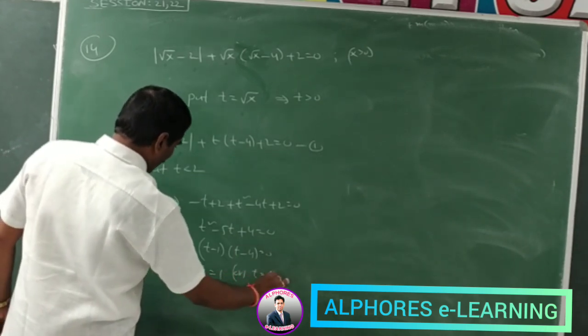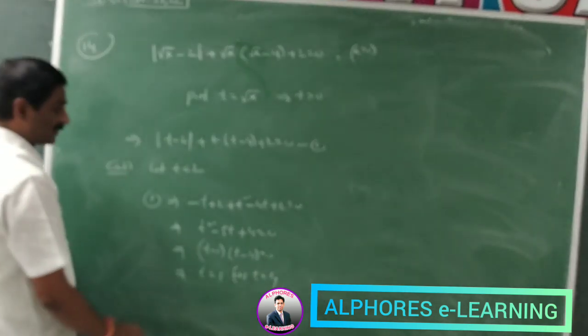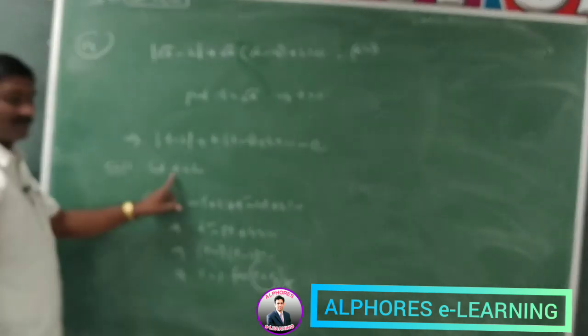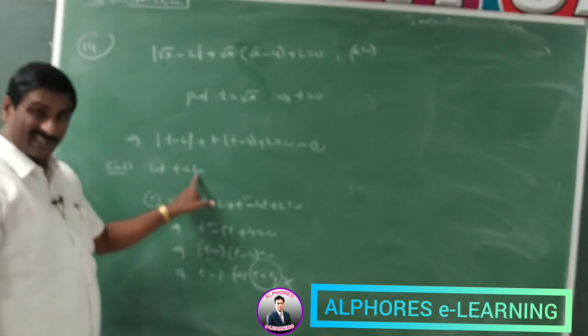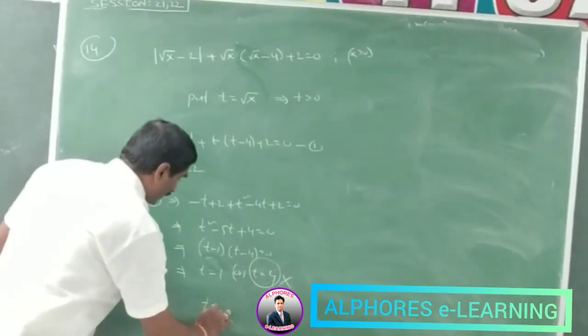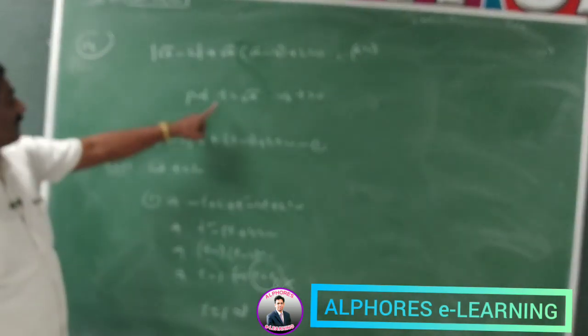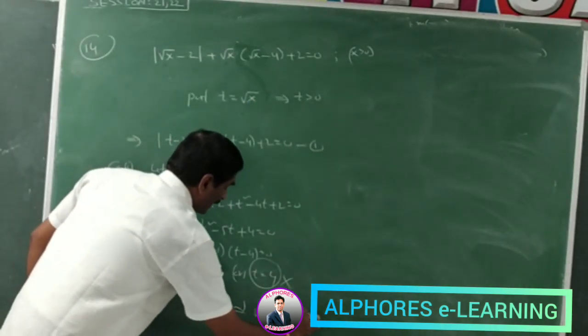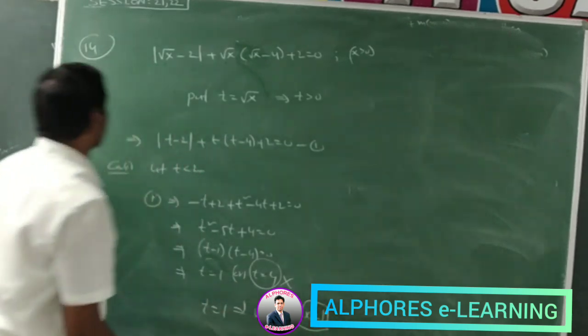But in this case we consider t less than 2. That means t is equal to 1 is the correct answer. t equal to 4 is meaningless, here in case 1 we consider t less than 2. So t is equal to 1 is one of the roots. But t is equal to root x. That means root x is equal to 1. That means x is equal to 1. One of the solutions in case 1 is x is equal to 1.